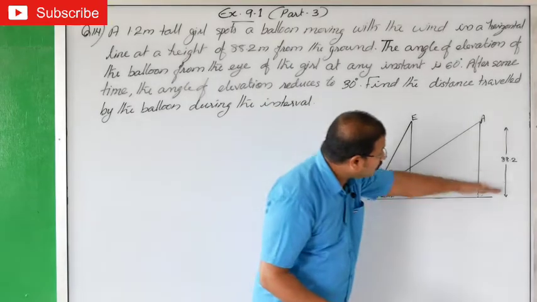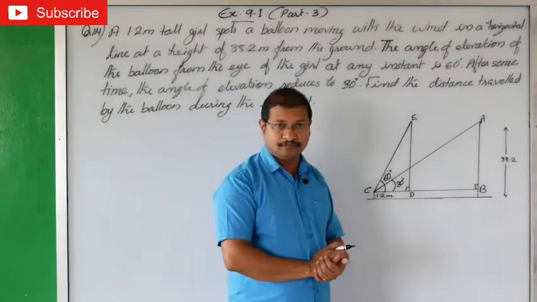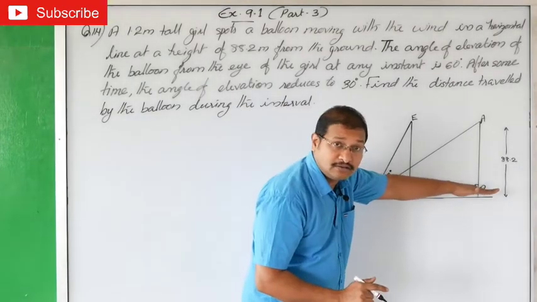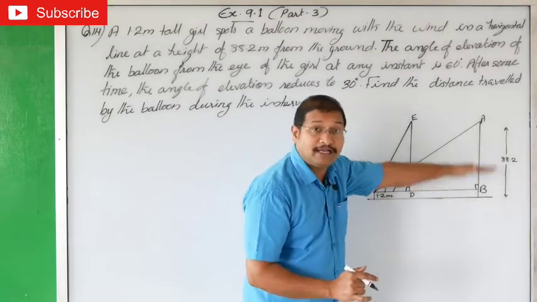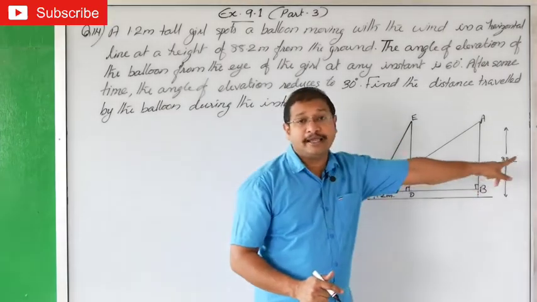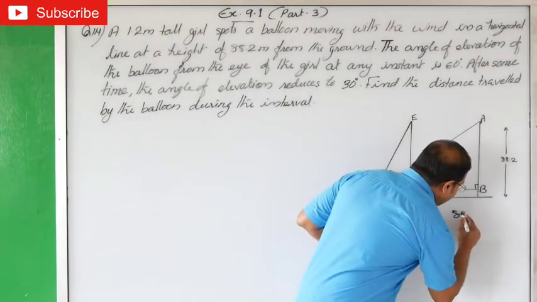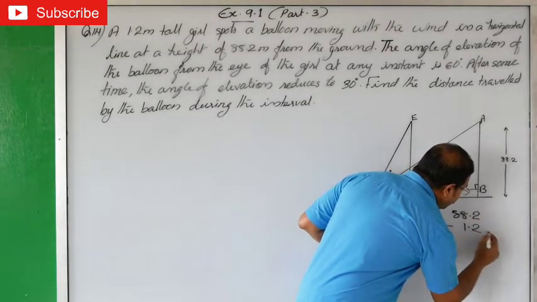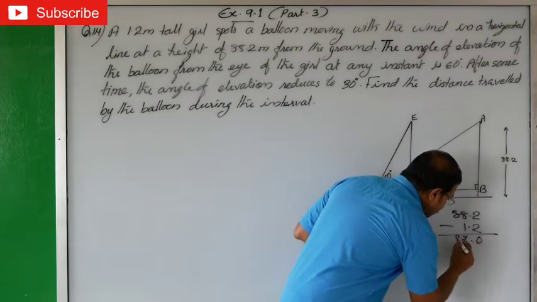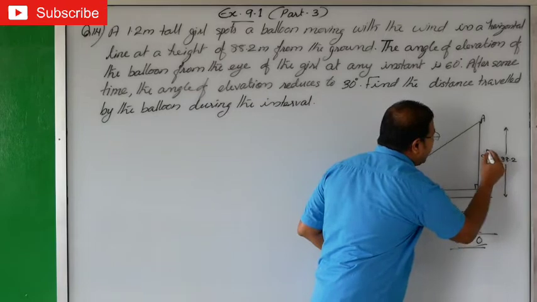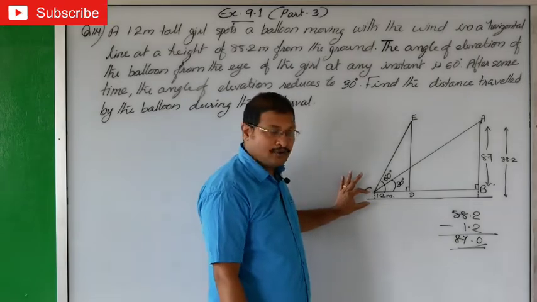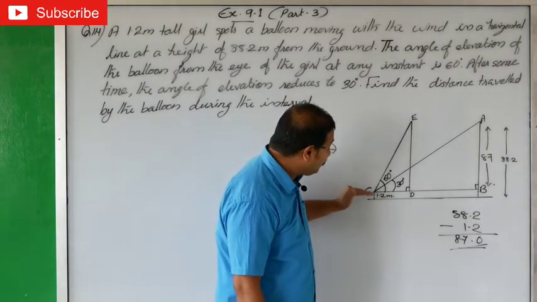Of course, we know that the total height is 88.2. But we know that she has 1.2 meter height. That means to find out the height, what you will do? We have to reduce 1.2 from 88.2. So 88.2 minus 1.2. Ready? So we will minus it. 8 minus 1, 7. That means 87 is the height of the balloon from the ground now. Because her height is already 1.2, we have to start measuring from after 1.2.